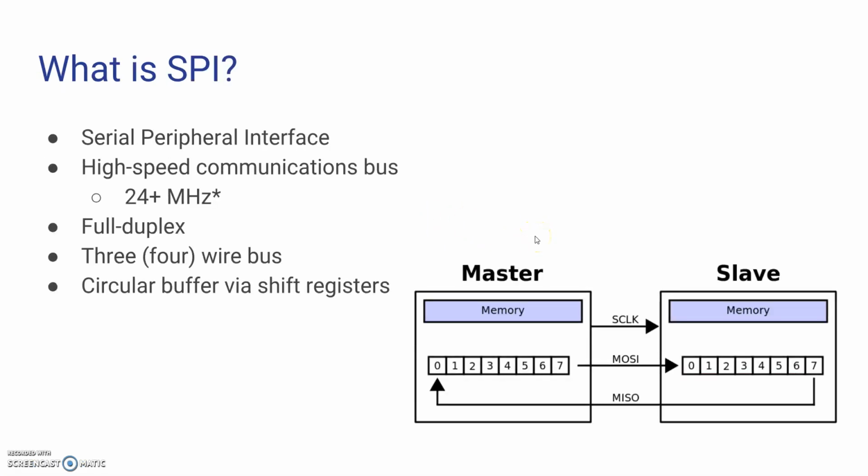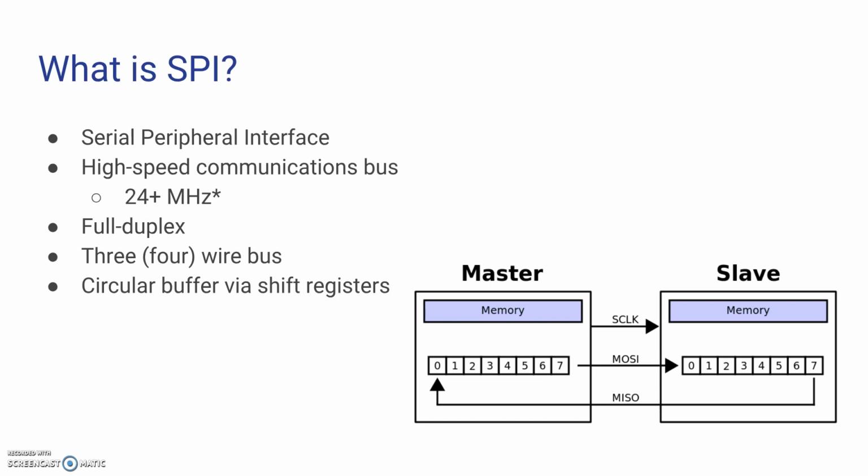What is SPI? Serial Peripheral Interface is what it is. It's a high-speed communication bus, and you can go up to 24 megahertz and beyond. Now I have an asterisk there because you can get up to about 24 megahertz and still have a good and reliable signal. If you go past that, then you're likely to have issues if you don't design your communications buses with signal integrity in mind. So the recommendation is to not exceed 24 megahertz.